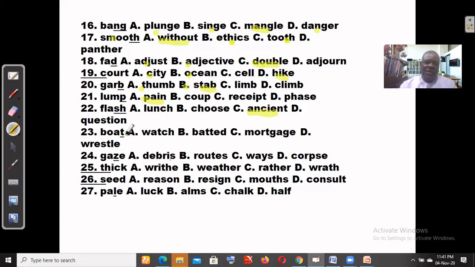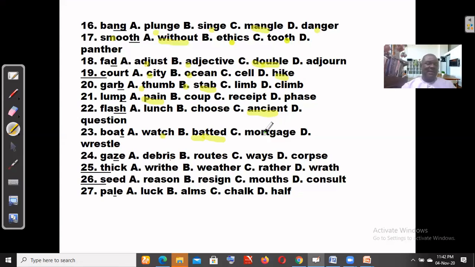Question 23, we have both. T is underlined, representing the sound T. Option A is watch. Even though we have T in watch, T is silent. So it's eliminated. Option B is batted. Of course, we can perceive the sound of T in batted. Boat, batted. All right, so that's the correct answer.